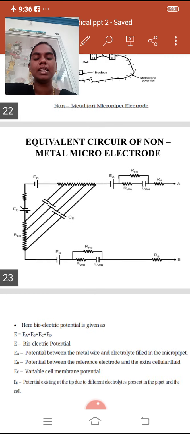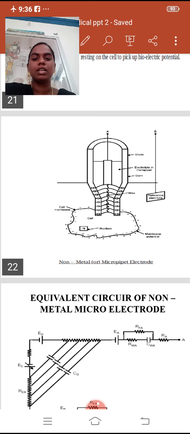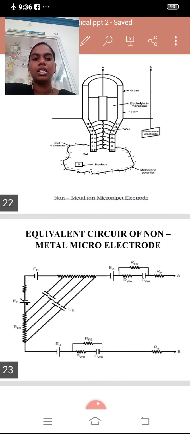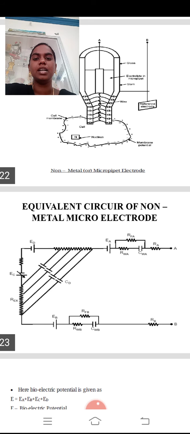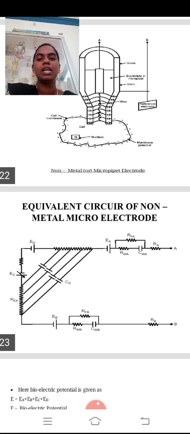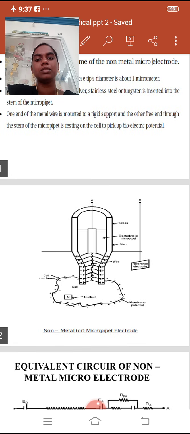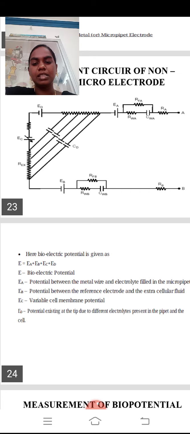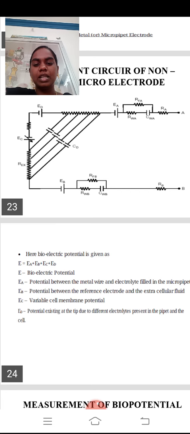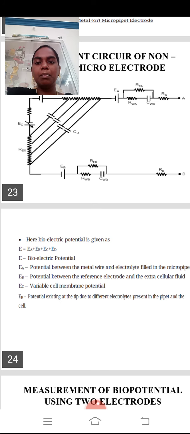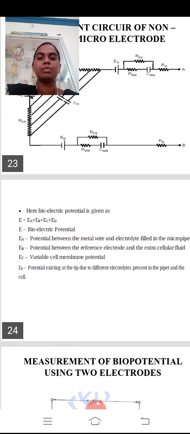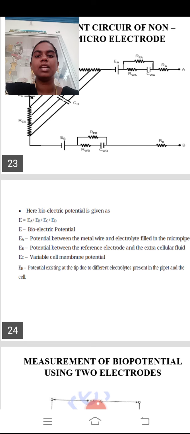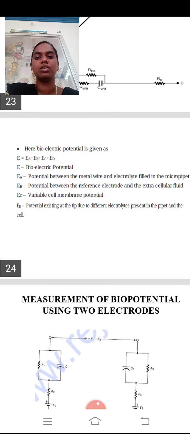Here one is metallic, and here one is non-metal. In the non-metal case, a solution is inserted inside the body through the micropipette arrangement, while the metal arrangement is supported through a metal electrode. ED is seen here, and EC is the variable cell membrane potential. So this is the difference between the metal microelectrode and the non-metal microelectrode.